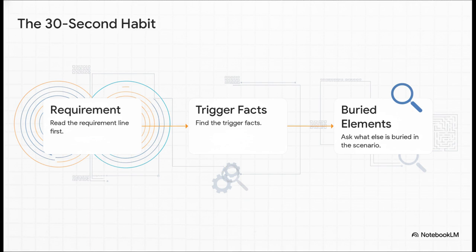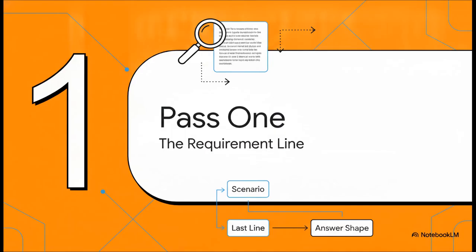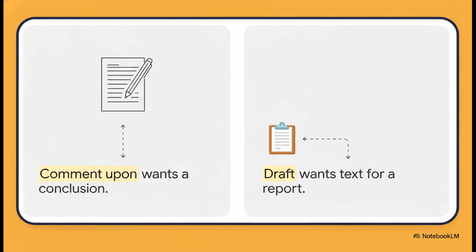Let's break those down. The requirement line. The absolute first step here is to read the last line of the scenario before you look at anything else. Why? Because that requirement line tells you exactly what shape of answer the examiner wants. Reading that line first means you read the whole scenario already knowing its destination. To put that into perspective, an instruction like "comment upon" means they want a conclusion. But if they say "draft," well, they want actual text you'd put into a report. Instructions like "discuss" or "state the duty of the auditor" produce completely different answers entirely.